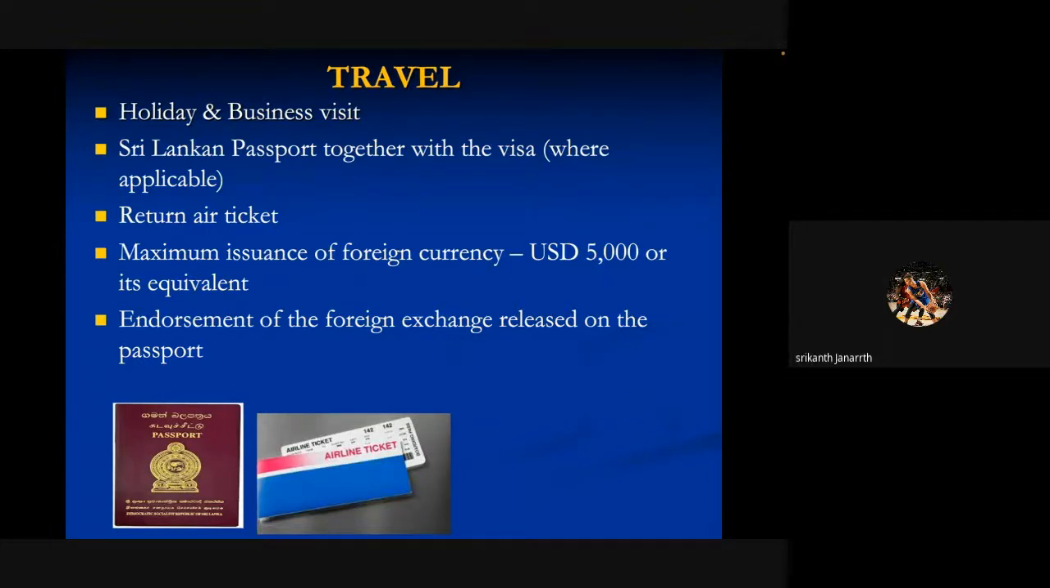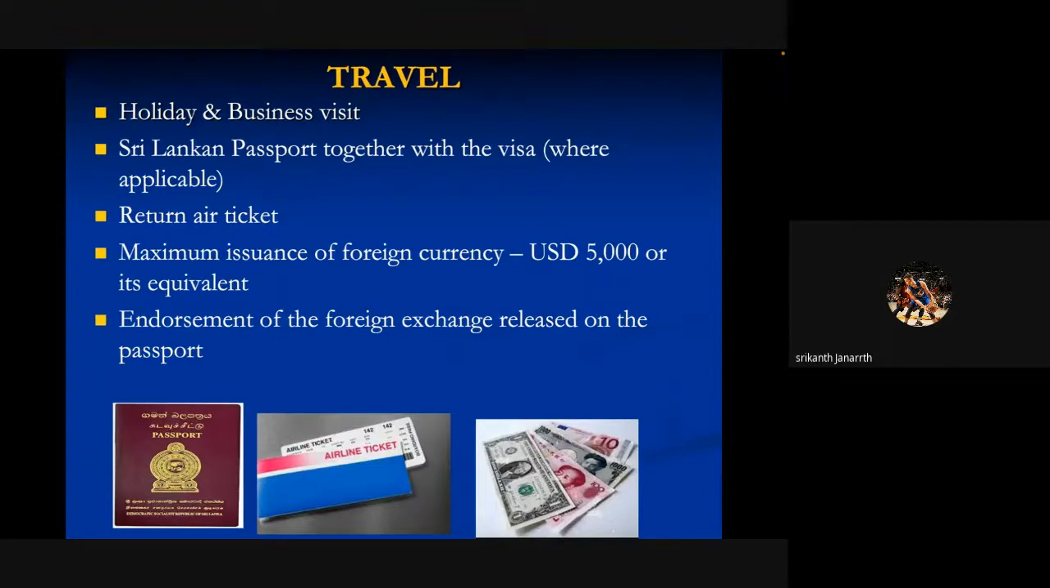And then you release foreign exchange. When you are releasing foreign exchange, currency notes should be a maximum of 5,000. In Sri Lanka, remember, when you are releasing foreign exchange, you need to endorse it in the passport. Whenever you release foreign exchange, you need to endorse in the traveler's passport how much you released, because that is the requirement, right?